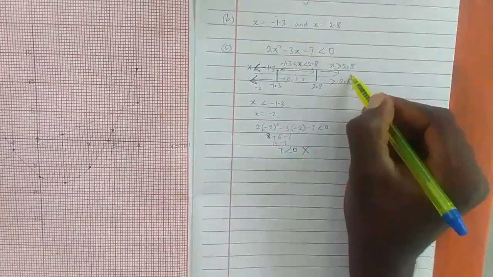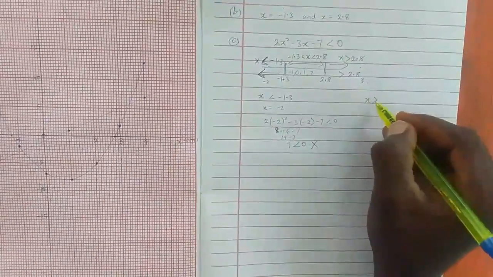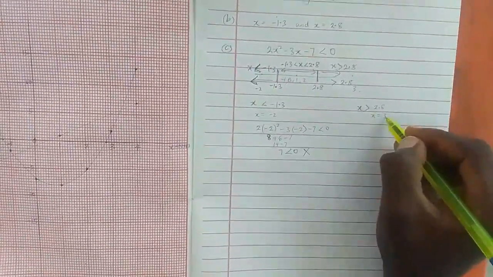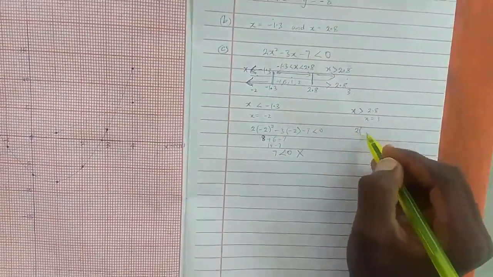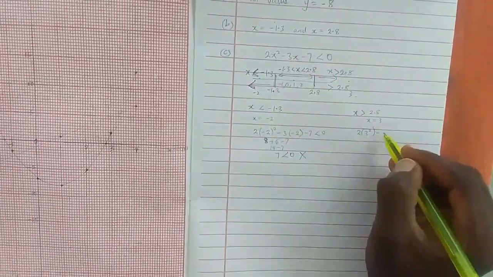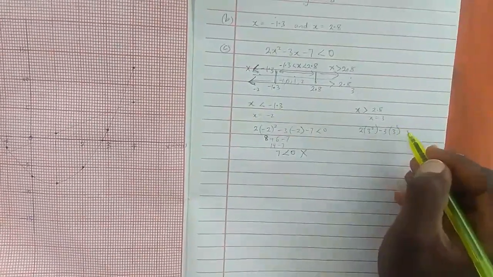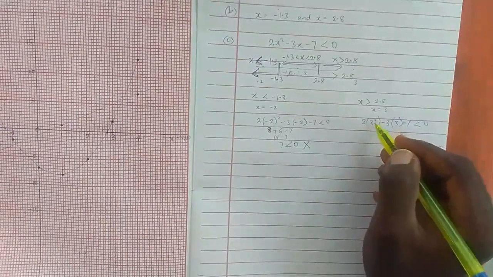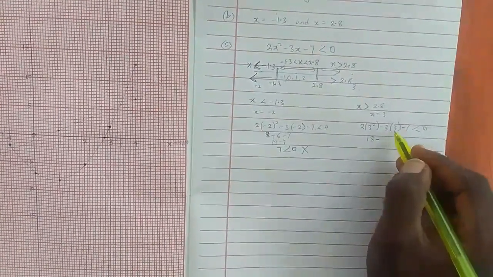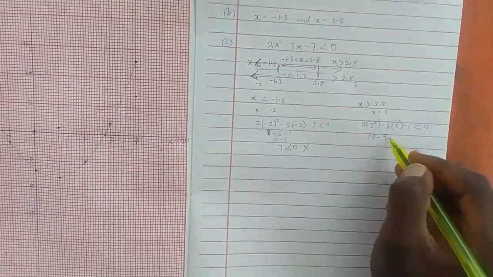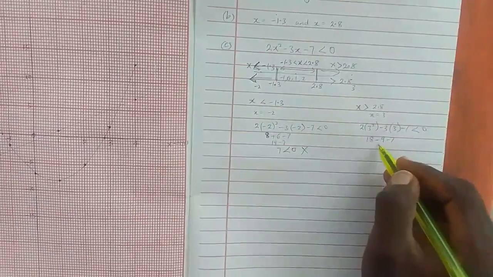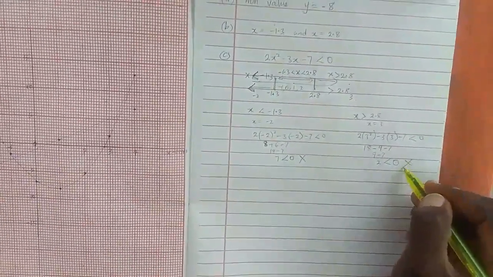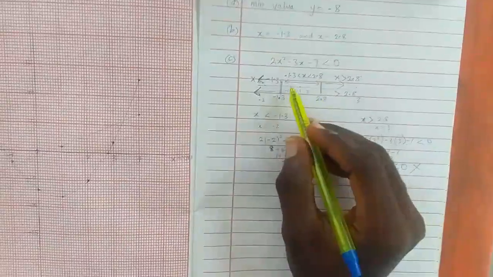Let's test this other region. If x is greater than 2.8, that means x equals 3. If we test 3 now, we should have 2 into 3 squared minus 3 into 3, then minus 7. Is it less than 0? 3 squared is 9. 2 times 9, 18. Minus 3 times 3, 9. Then minus 7. That is 18 minus 9 is 9, minus 7. That is 2. Is 2 less than 0? No way. That means this is not the region that satisfies it.